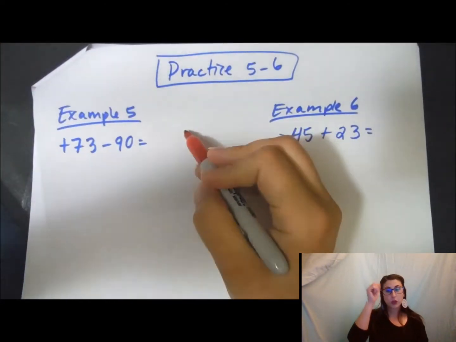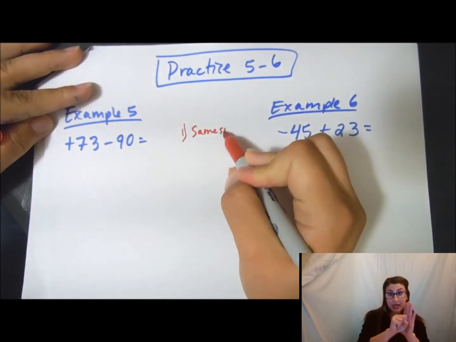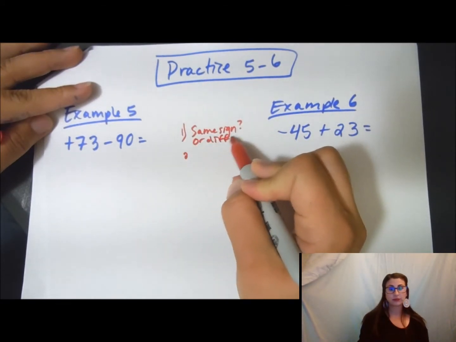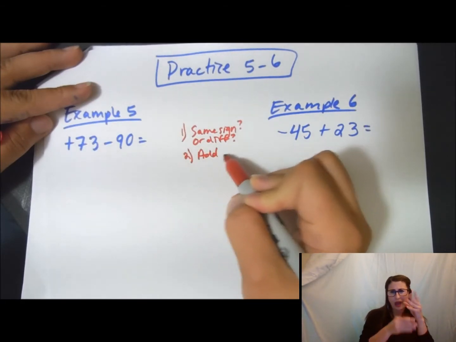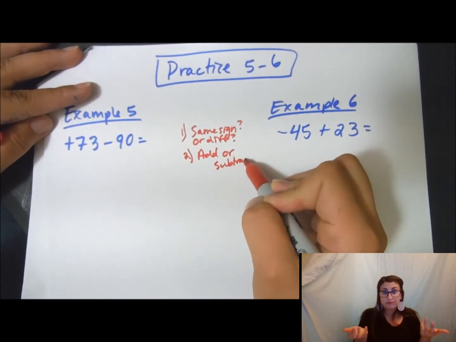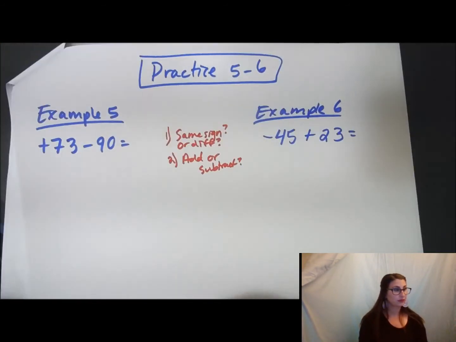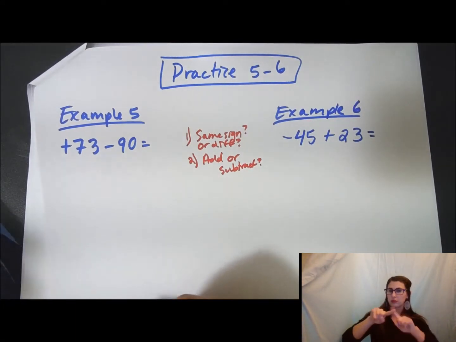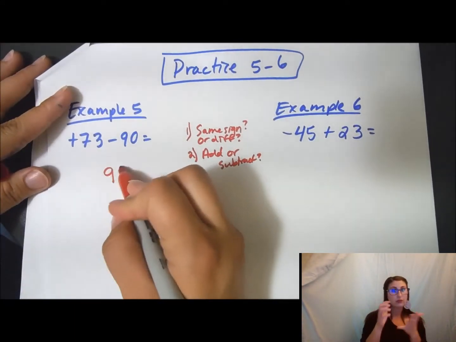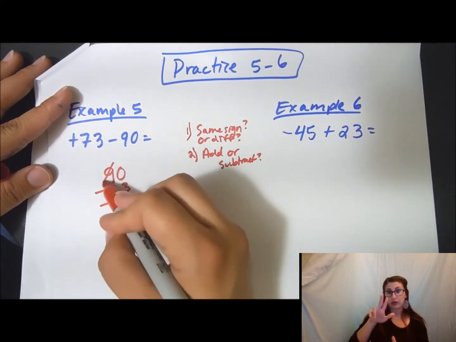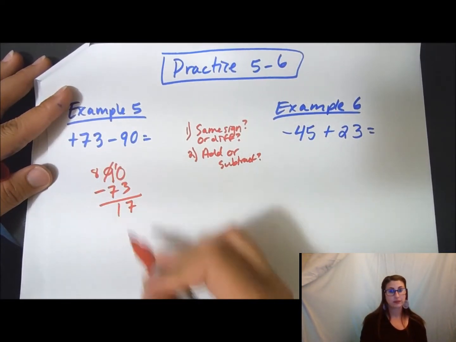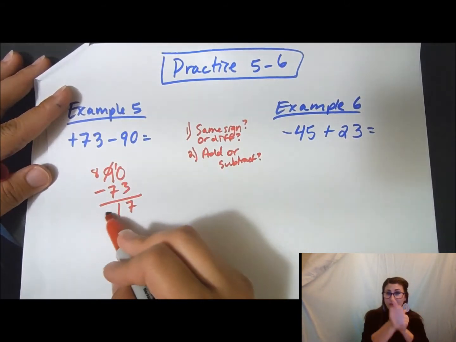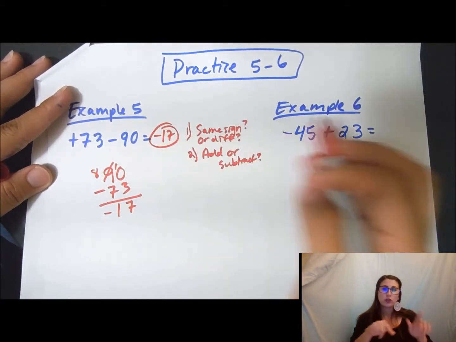Okay, so remember, ask yourself, are they the same sign or different? So are you going to add or subtract? So we have 73 minus 90. Those are different signs. So you should subtract 90 minus 73. All right, and take the sign of the further number. The further number is negative 90, so your answer is negative 17.